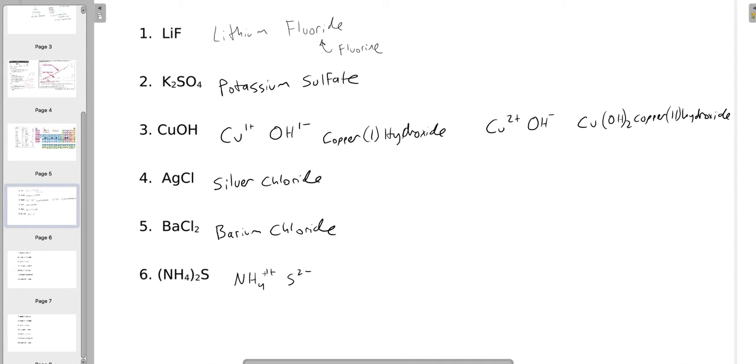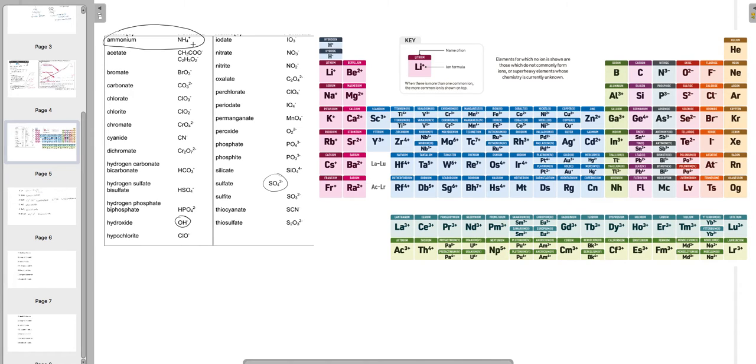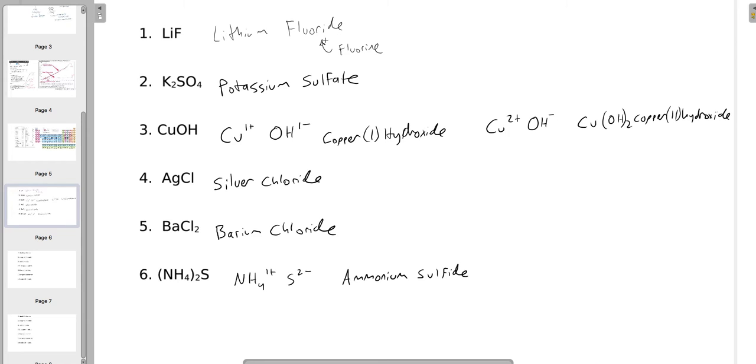But NH4+ is ammonium, and then sulfur as an anion is sulfide. This is not to be confused with ammonia. Ammonia is just NH3 as a compound by itself. (NH4)2S is ammonium sulfide. That name comes directly from the cation part of the ion chart. Okay, so those are good names. Lithium fluoride, potassium sulfate, copper 1 hydroxide, silver chloride, barium chloride, and ammonium sulfide.